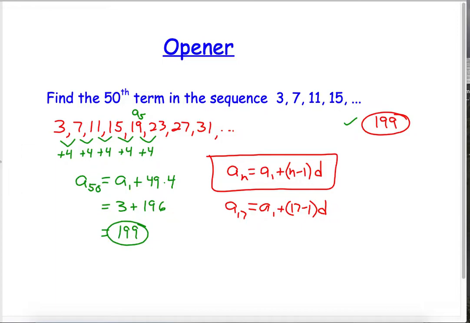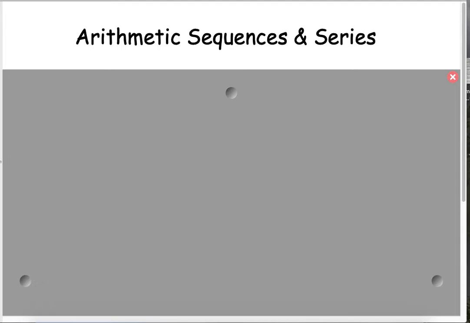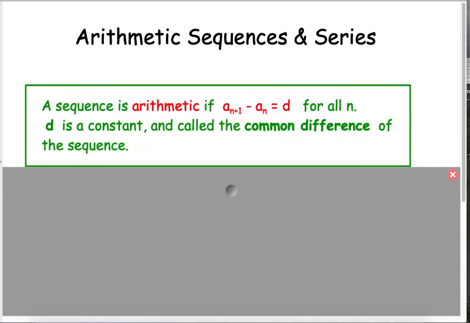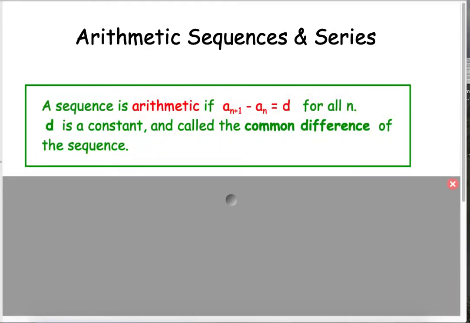So that leads us to a particular special type of sequence called an arithmetic sequence. A sequence is arithmetic if a sub n plus 1 minus a sub n equals d for all values of n. So in other words, the easier way to think of this is the difference between any two terms is always a constant. And we're going to call that constant d for the common difference.